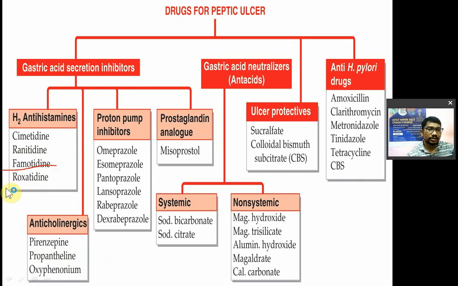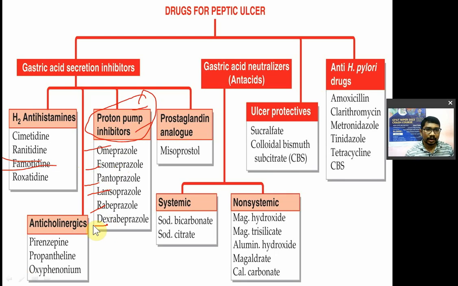Now, all these drugs are used in different conditions like acidity, gastroesophageal reflux disease, duodenal ulcer, gastric ulcer, or NSAID-induced ulcer. Now the second class is proton pump inhibitors. They will irreversibly bind with the proton pump and inhibit it. They are known as hit and run drugs. In that you have all the azoles: omeprazole, esomeprazole, pantoprazole, lansoprazole, rabeprazole, and dexrabeprazole. They are azole derivatives. They are known as hit and run drugs.